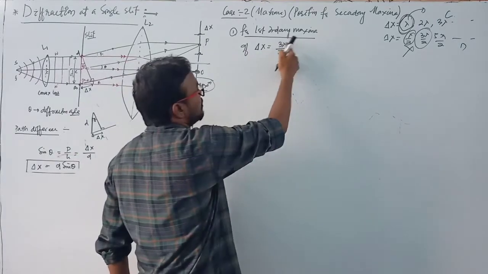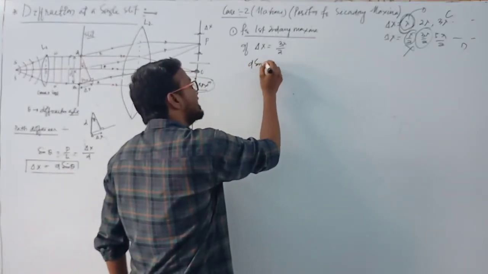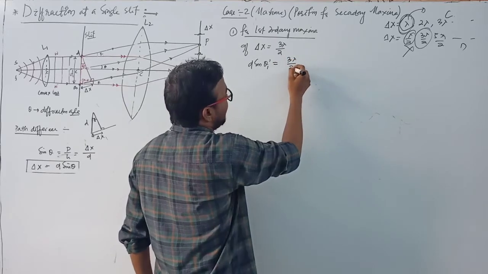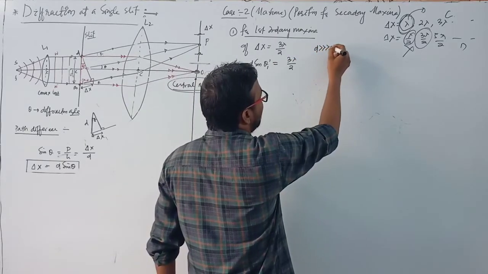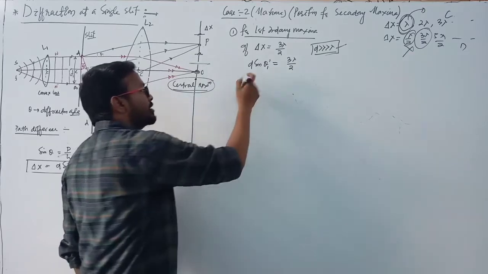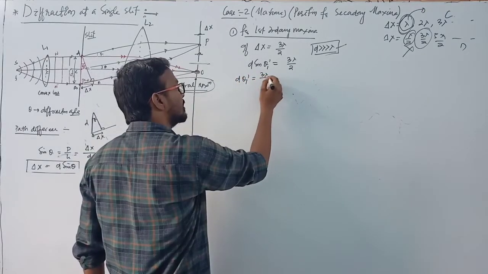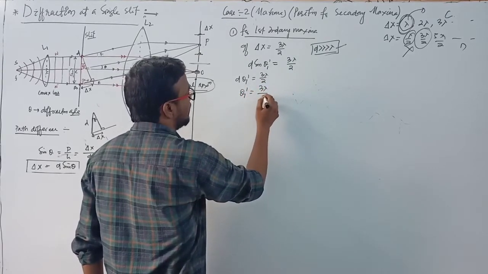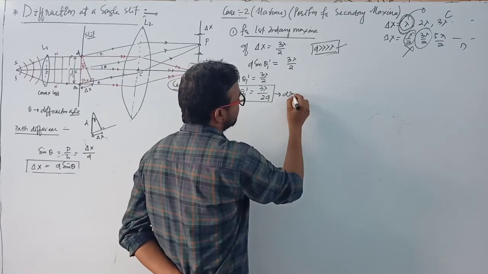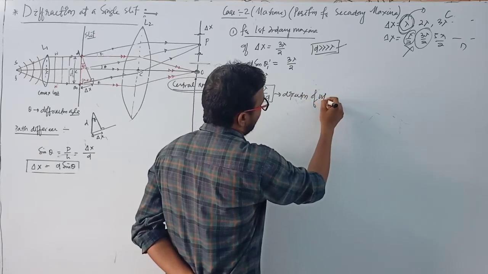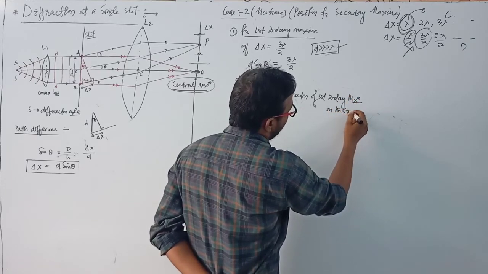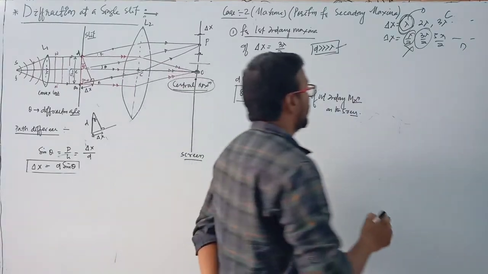Clear? So we use delta x equal to 3 lambda by 2 and the path difference formula d sin theta 1 dash, which is equal to 3 lambda by 2. The same concept applies: d is very large compared to the wavelength of light, so sin theta is nearly equal to theta. So we can write d theta 1 dash equal to 3 lambda by 2, and theta 1 dash equal to 3 lambda by 2d, and it gives the direction of the first secondary maxima on the screen. Clear?